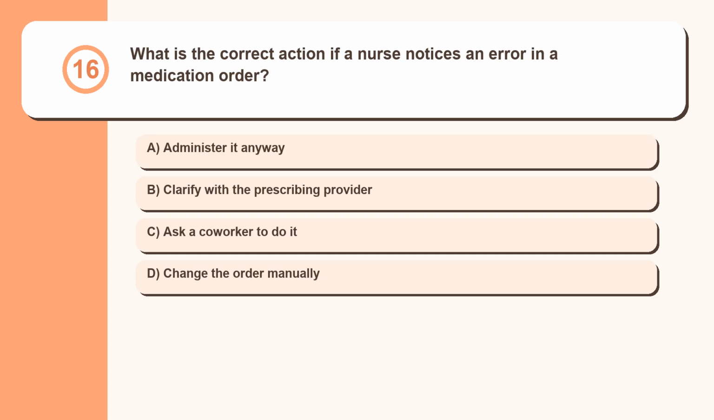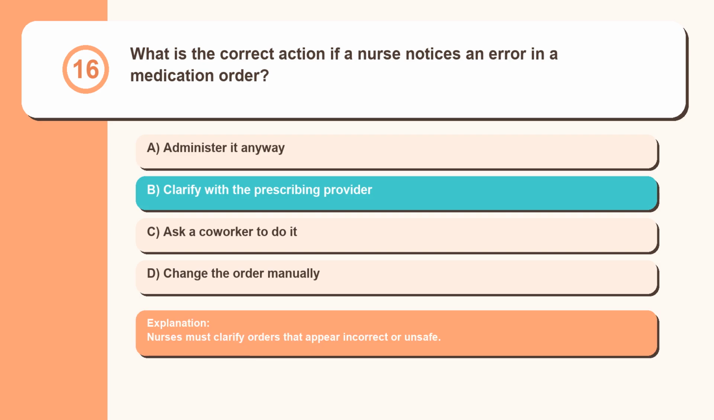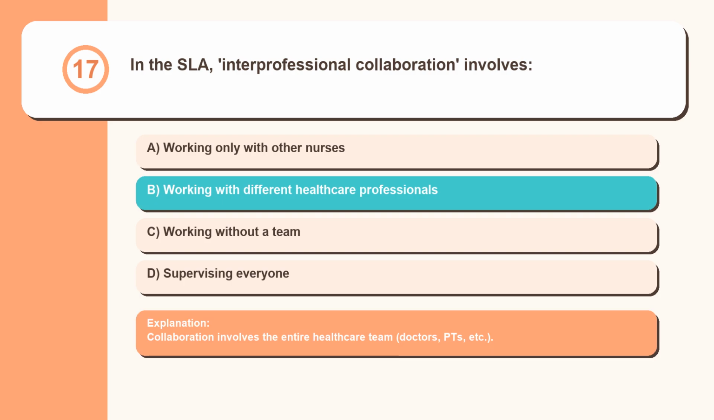Question 16. What is the correct action if a nurse notices an error in a medication order? Administer it anyway. Clarify with the prescribing provider. Ask a coworker to do it. Change the order manually. Nurses must clarify orders that appear incorrect or unsafe. Question 17. In nursing, interprofessional collaboration involves working only with other nurses, working with different healthcare professionals, working without a team, supervising everyone. Collaboration involves the entire healthcare team, doctors, PTs, etc.